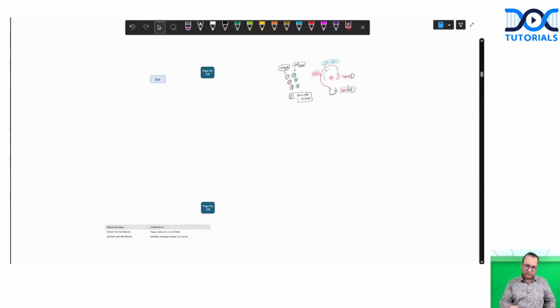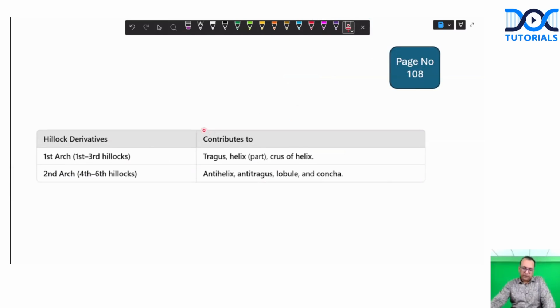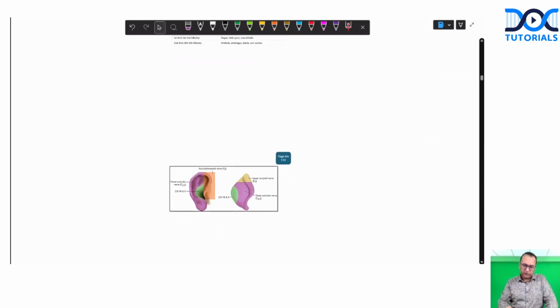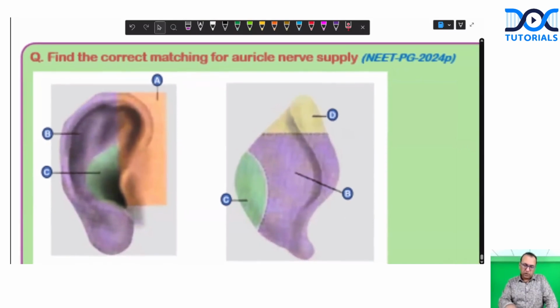And anyway, this is page number 108 only. You have a table also. So on page number 108, you have a table. The first three auricular hillocks form the tragus and helix crus. And the second arch, the next three auricular hillocks, form the antihelix and the lobule. So we don't go into much detail, but you can just remember this is the table which tells you some more detail if you wish to have. Page number 108.